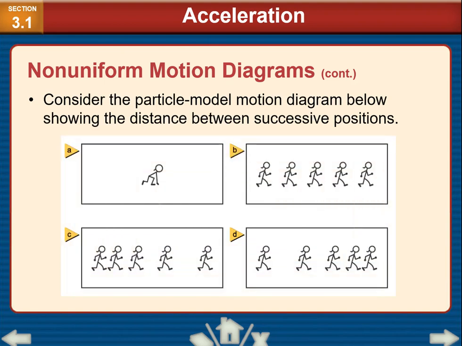Now let's look at these motion diagrams that we've been dealing with for the last couple weeks. So A, not moving. B, you should say, okay, there's equal spacing between all these. They're going at a constant rate, a constant speed. This one, the gaps are increasing. You're increasing speed. D, the gaps are decreasing over time, so they're slowing down, decreasing their speed.